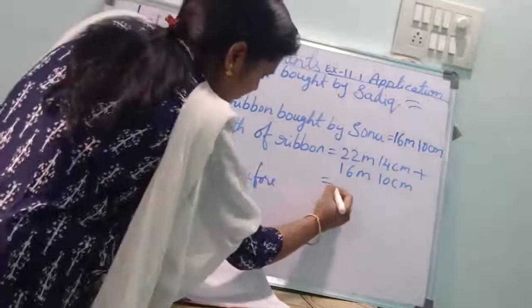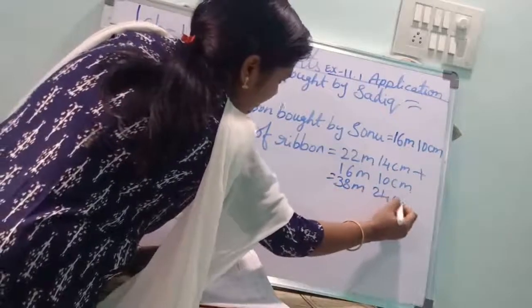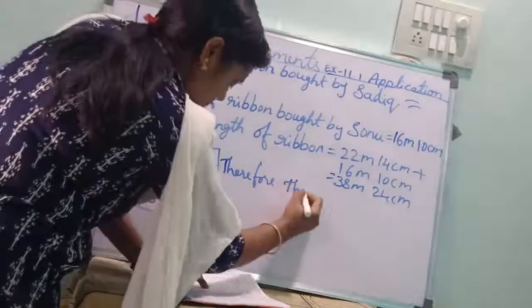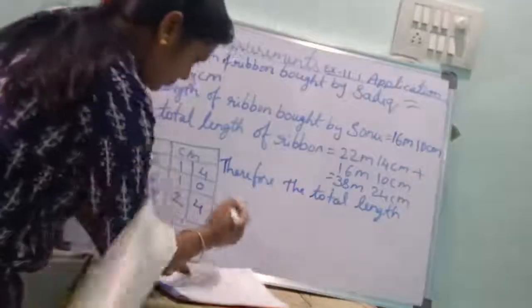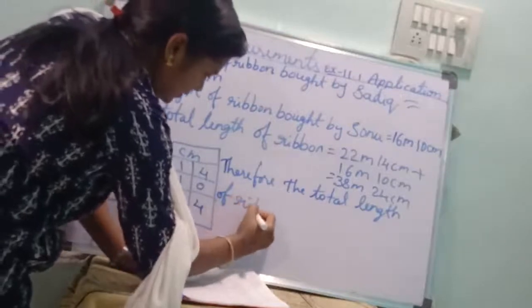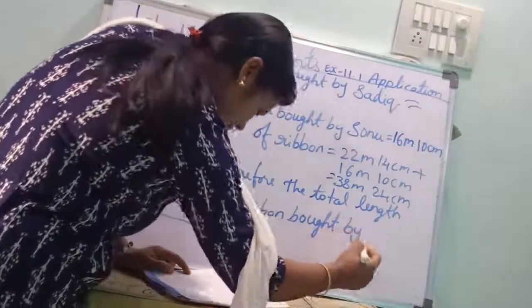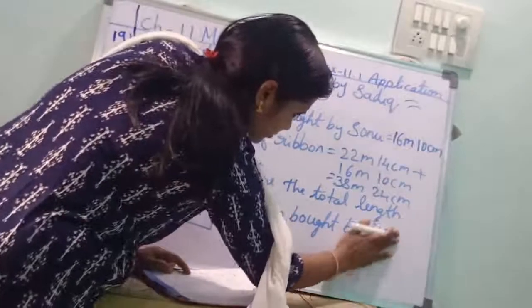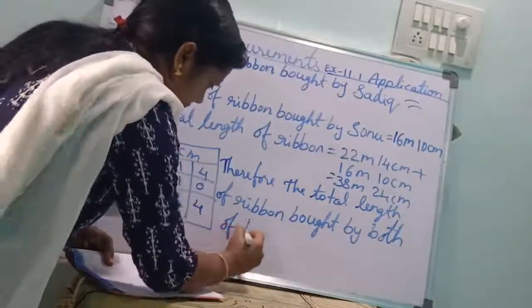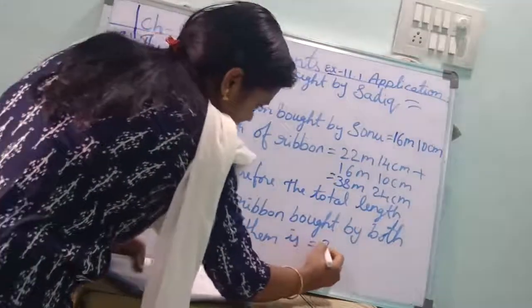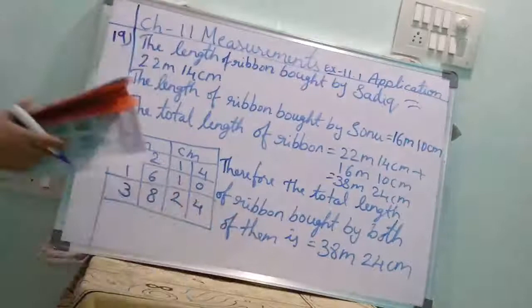Therefore, the total length of ribbon bought by both of them is 38 meters 24 centimeters. Understood? Write it fast.